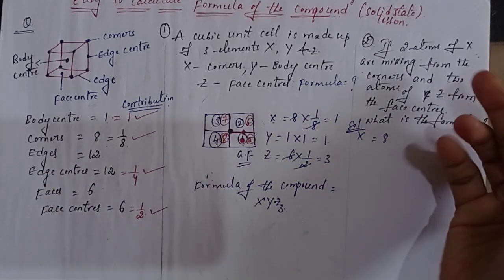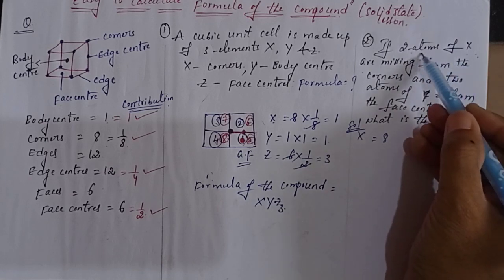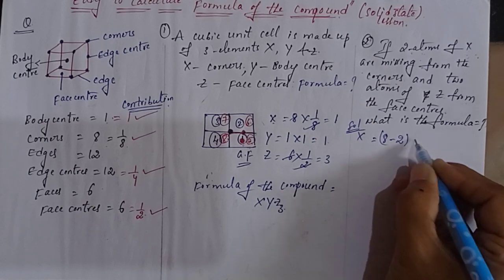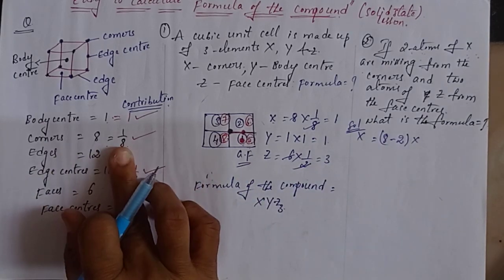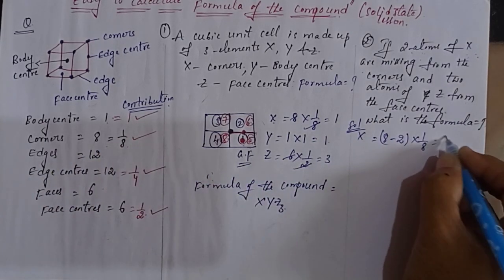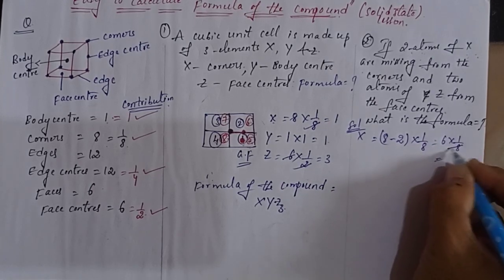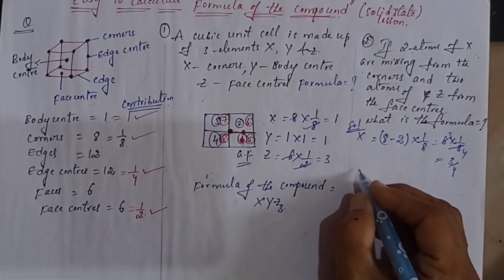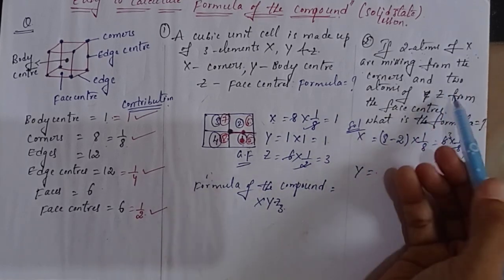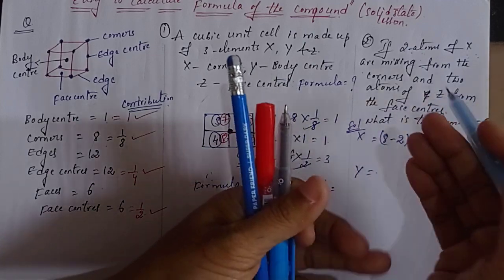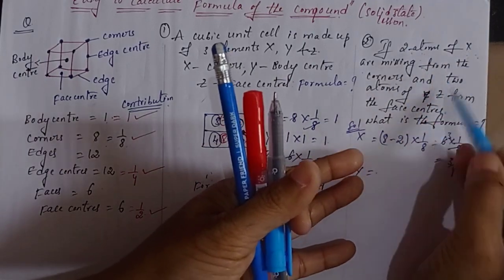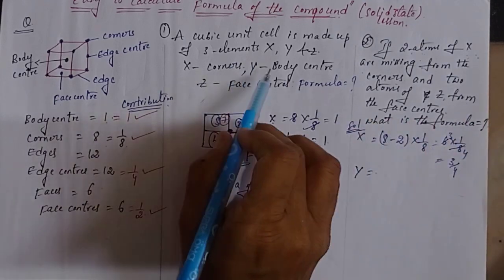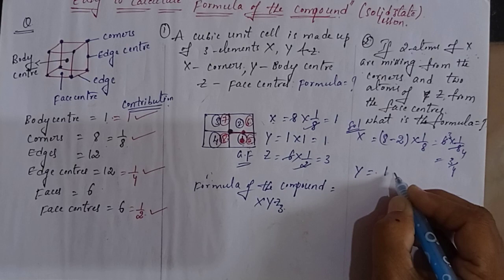How many atoms are missing here, students? 2 atoms are missing from the corners. So I am taking 8 minus 2, into each corner contribution of 1 by 8. Then you will get 6 into 1 by 8, which is 3 by 4. That is the X value. Now the Y value: nothing was removed, only X and Z had 2 atoms removed. Y atoms stay as they are, at the body center, so 1 atom will be there.